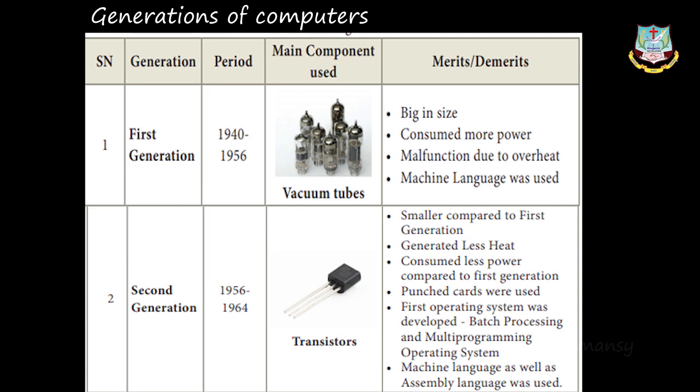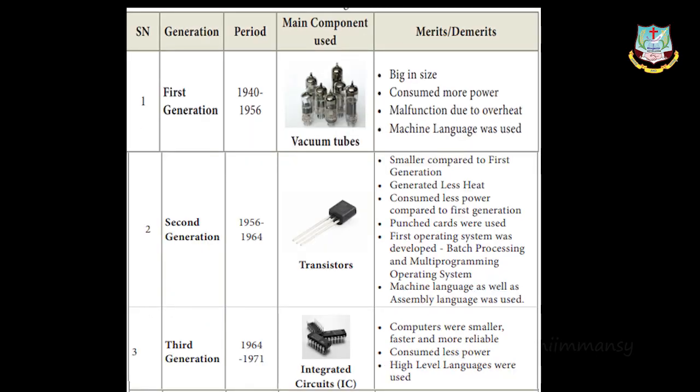And then, as an advancement of the second generation, from 1964 to 1971, they used third generation computers. Third generation means it used ICs. IC means integrated chips or integrated circuits. Integrated circuits will be there. These are smaller, faster and more reliable when compared to the second and first generation. This consumed less power than the second generation, and high level languages were used.